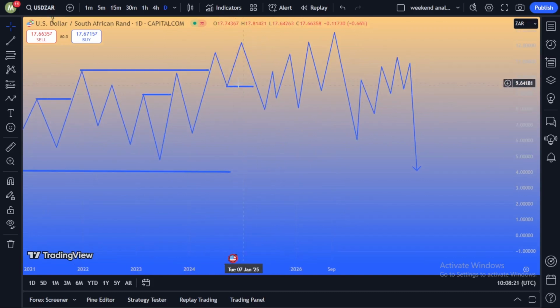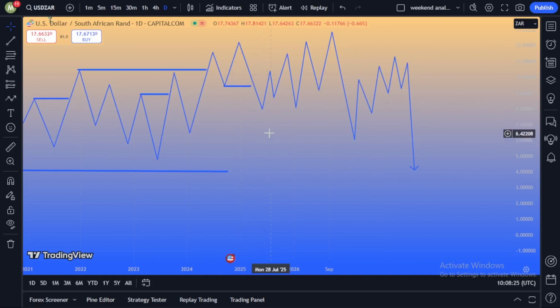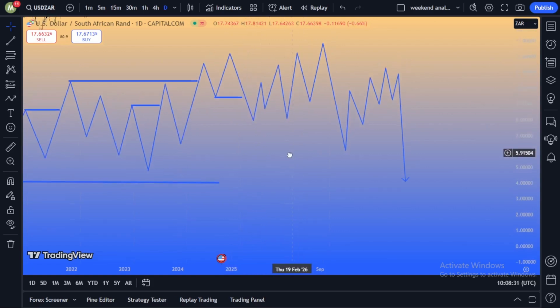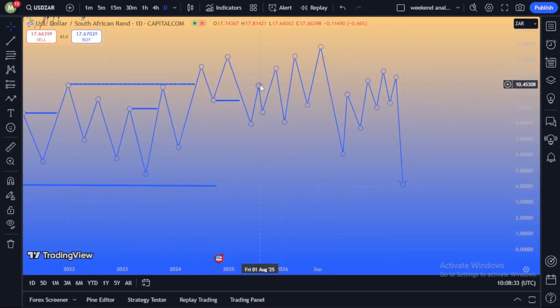Price broke this area right here and came down, and I told you it doesn't matter how we break it, it might be a change of character, it might be a break of structure, price will always have a what? A pullback, guys. Price will have a pullback. Let me just do this side here.